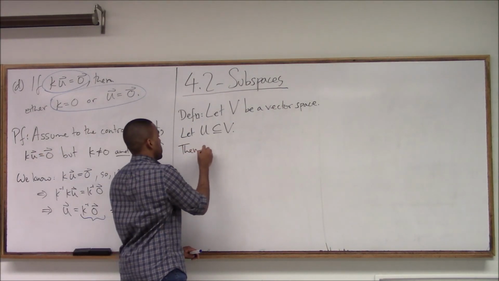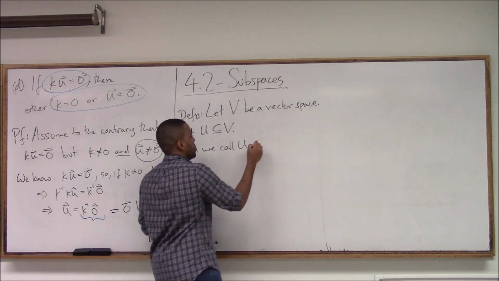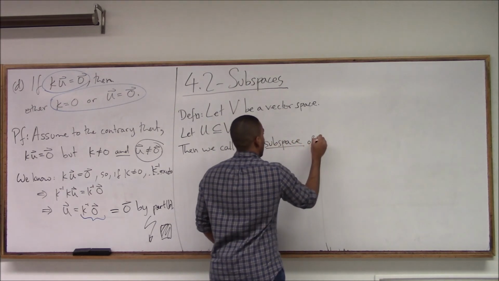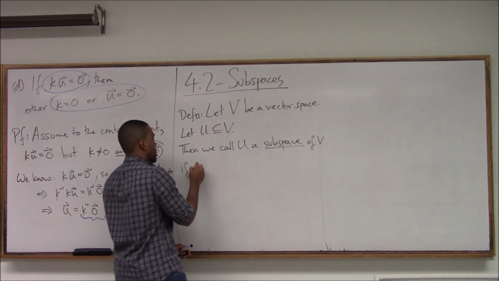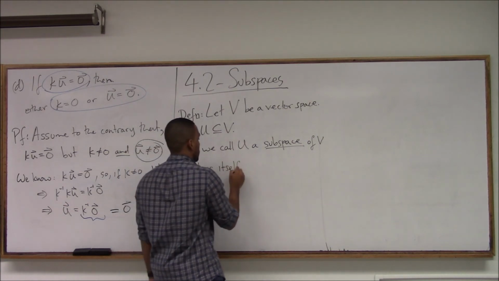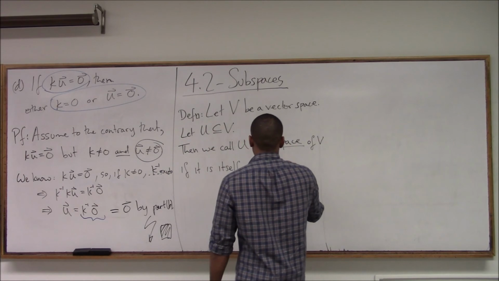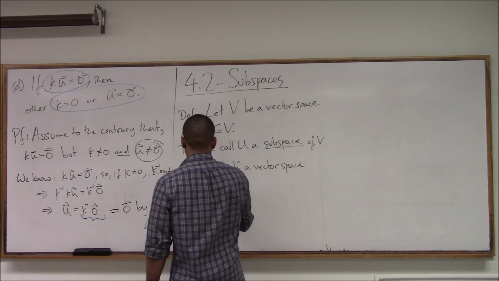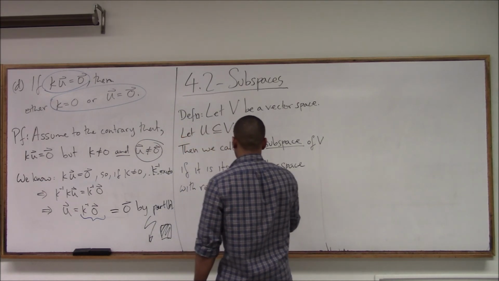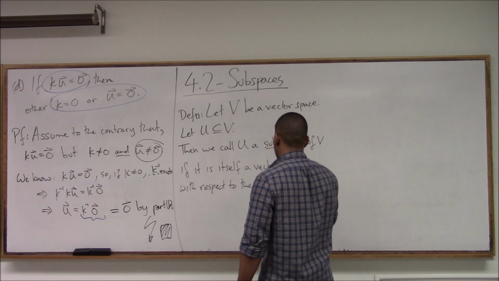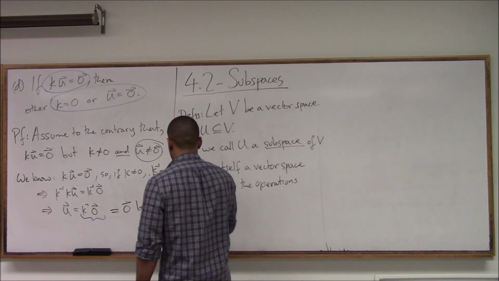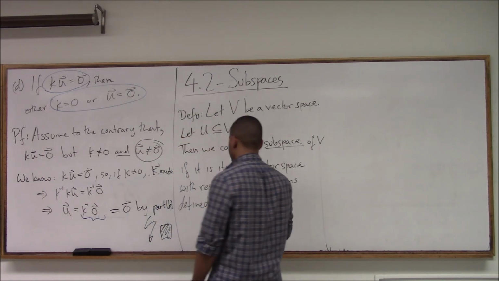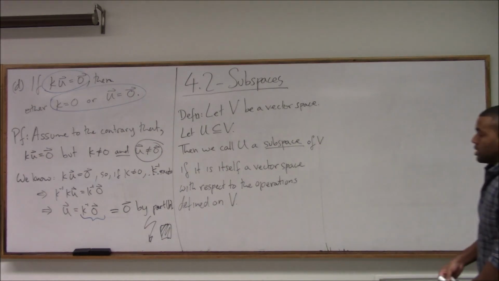Then we call U a subspace of V if it is itself a vector space with respect to the operations defined on V. That's the definition of a subspace.